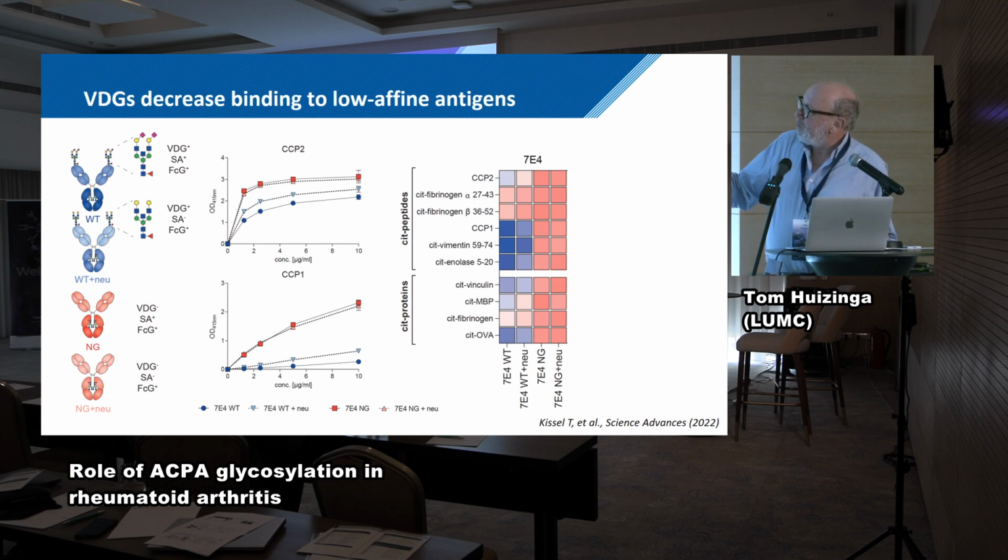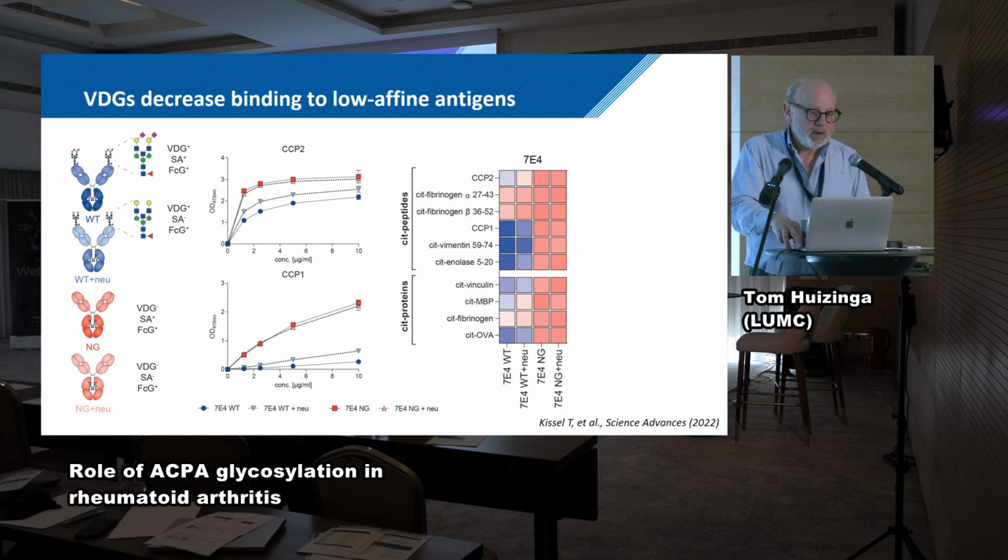We have different citrullinated antigens. This is CCP2, CCP1. This is a very high affinity antigen. But clearly you can see that the red line is different from the blue line over time. Here we have all kinds of citrullinated peptides, and here we have all kinds of citrullinated proteins. And what you basically can see, it is not always the case, but in most cases, it's also affecting antigen binding.